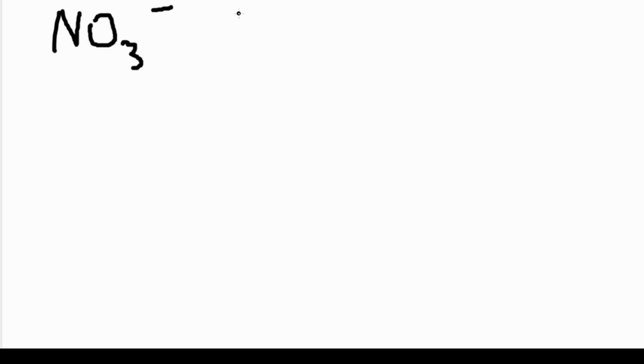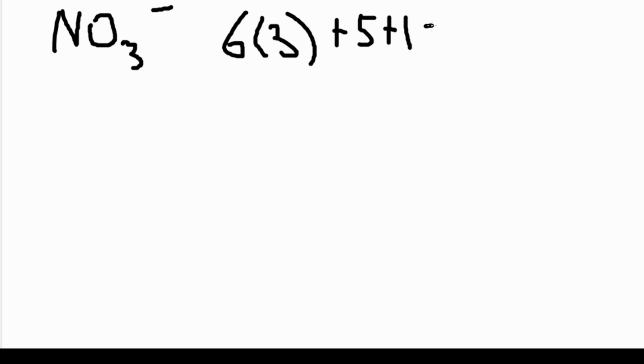If we just count our valence electrons for NO3 minus, we have 6 times 3 from the oxygen, 5 from the nitrogen, and then 1 extra from the charge, so we have 24 valence electrons.